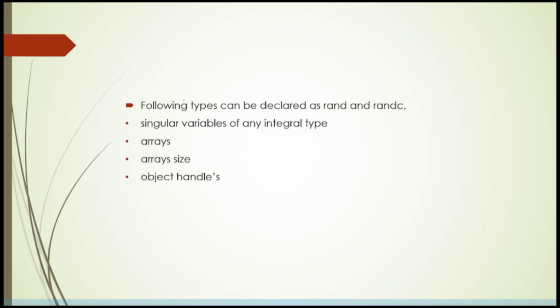As I already told you, for which things are we going to do randomization. You can do randomization on any integral data types, like some int c, or any singular variables, and you can do randomization on arrays. You can do randomization on array size. You can do randomization on object handles. So you can perform randomization on these various things, which is not possible in the case of Verilog. So this is about randomization.